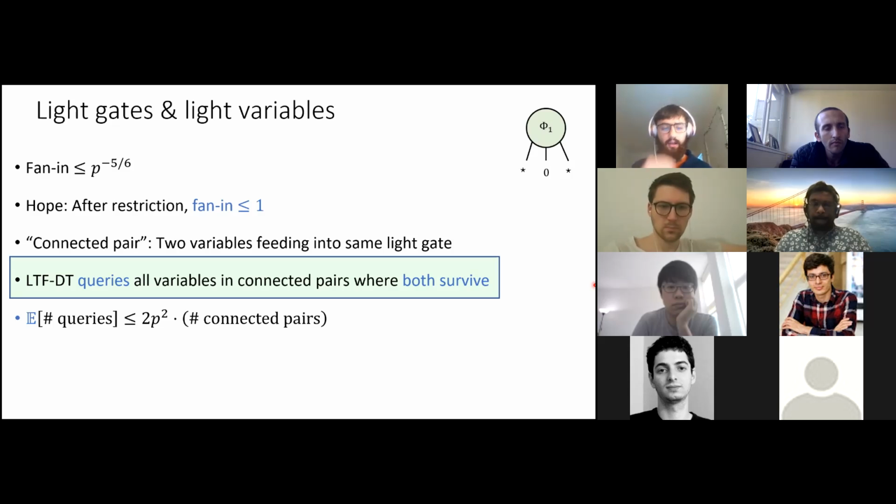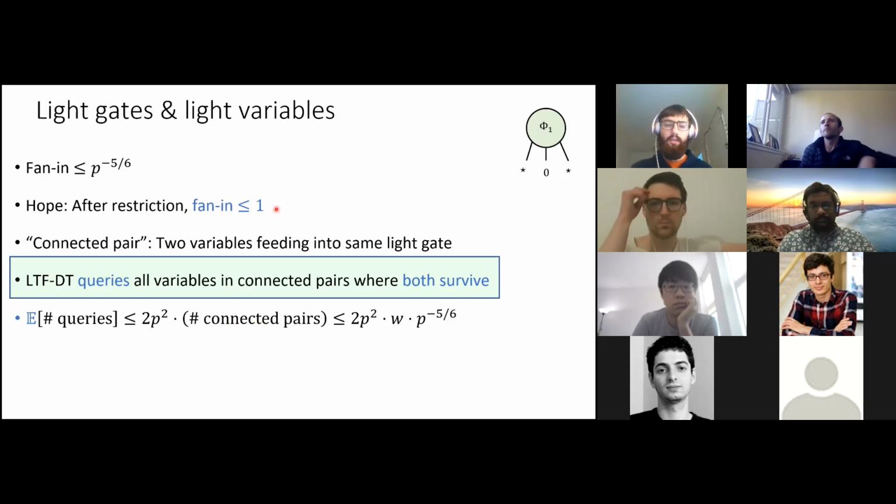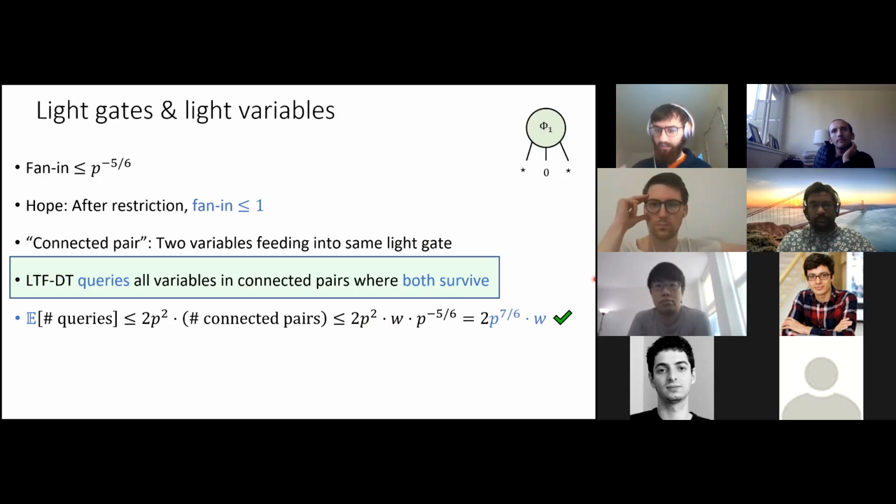Okay, so how many queries is that? Well, for one connected pair, the probability that both variables survive is p squared. And the number of connected pairs, to count that, let's consider each wire. How many connected pairs can one wire participate in? Since the gates have low fan-in, each wire can only participate in a few connected pairs. And so you can see that these numbers are exactly chosen so that this comes out to p to the 7/6 times w. It exactly fits within our budget.